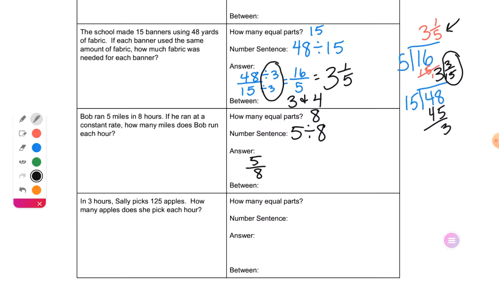Avery, what is 5/8 between? What two whole numbers? 0 and 1. Good job. Carter, can you give me an answer sentence for this one? Bob ran 5/8 of a mile. A little bit more, a couple more words. Each hour. Good job. Bob ran 5/8 of a mile each hour.